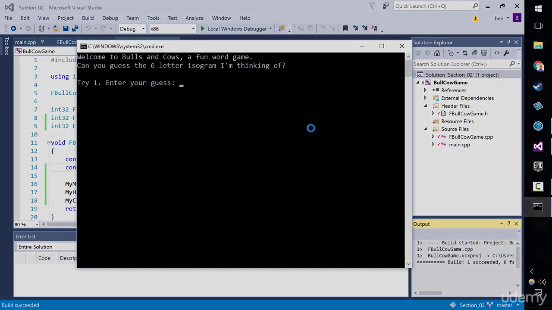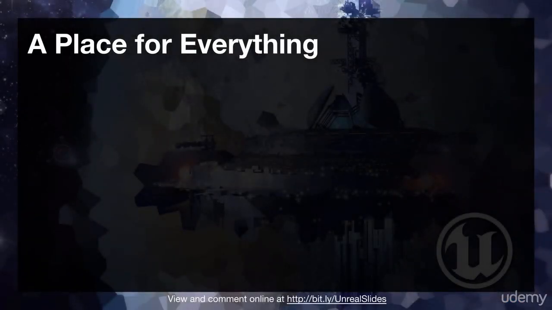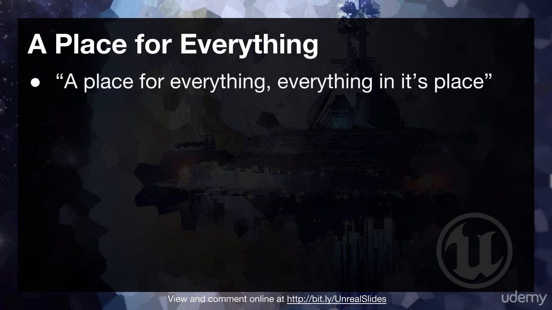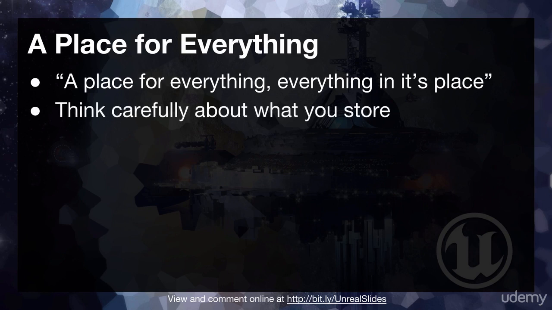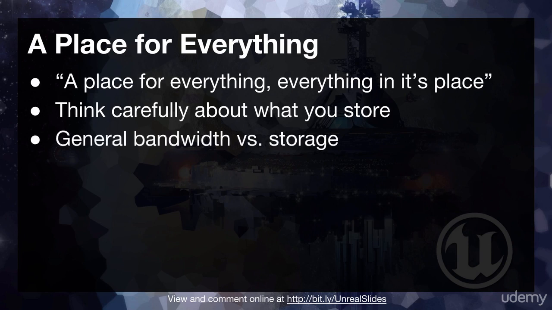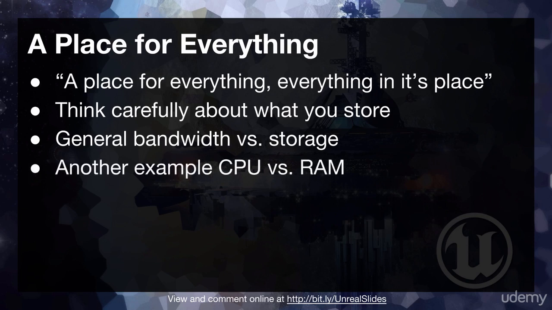So let's crack on. Okay, so just before we start playing around with the hidden word length, let's talk about a place for everything. One of my favorite expressions I don't quite live up to, which is that you should have a place for everything, everything in its place. I wish my house was like that, but that's the theory. It's a good idea in programming in general. So basically I'm saying think carefully about what data you store. This is a general issue of bandwidth versus storage, or another example would be CPU versus RAM, or typically on a machine you're talking about access to data, data locality, these types of things.